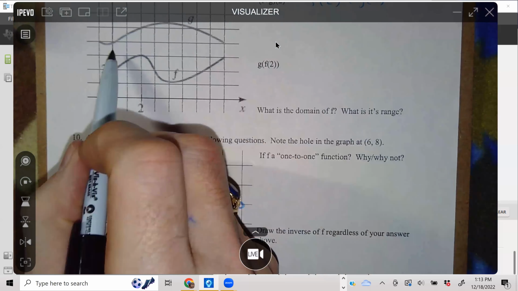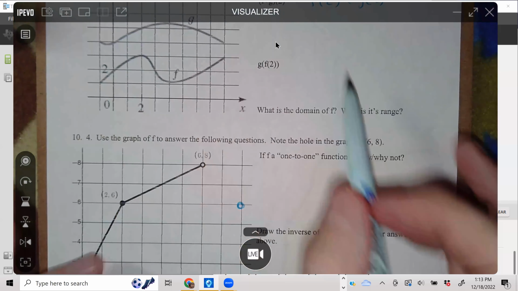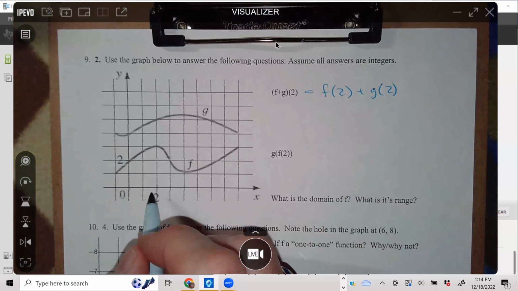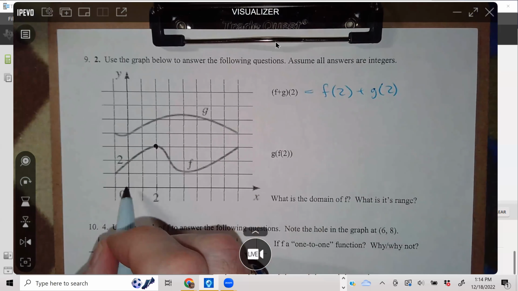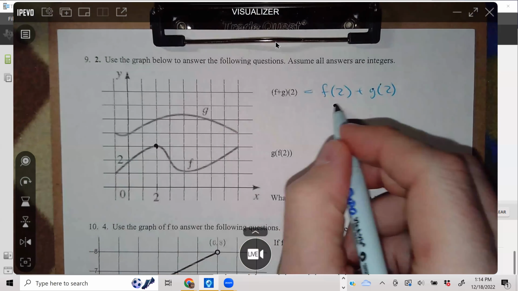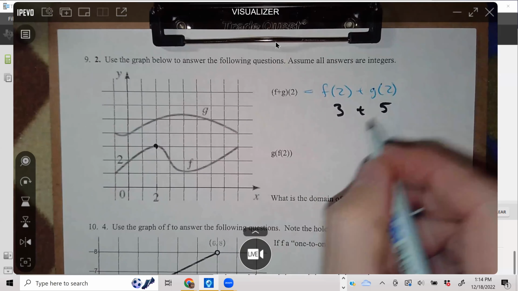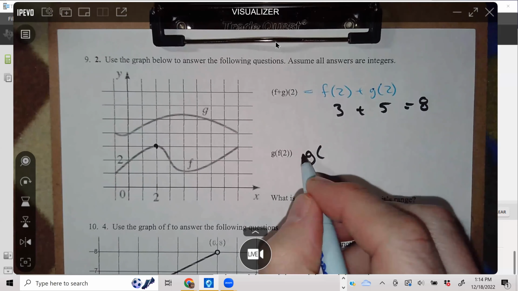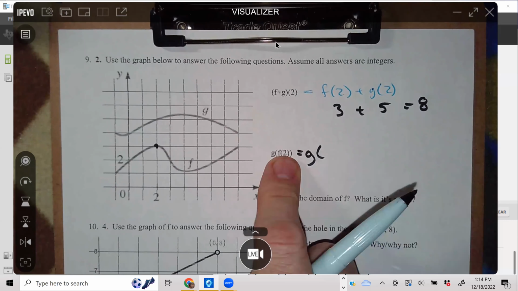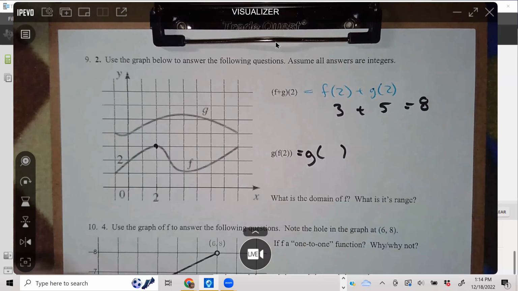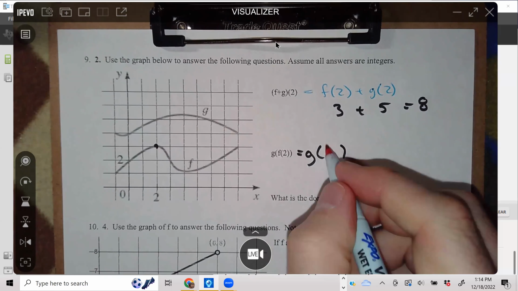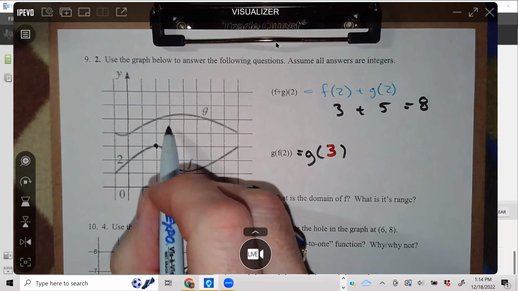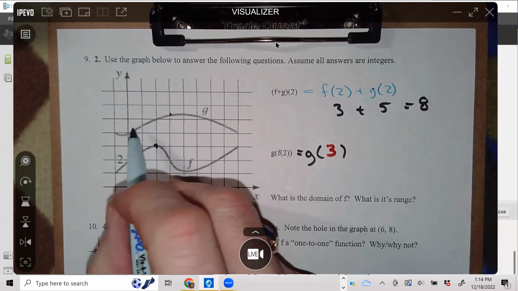Let's see. This is just notation. F plus g of 2 is f of 2 plus g of 2. F of 2, 1, 2, 3. F of 2 is 3. G of 2 is 5. For a total of 8. Now over here, this one works a little bit differently. F of 2 is 3. So we'll start by saying, okay, well, I'll replace f of 2 by 3. And then we're going to have to find g of 3. That we're going to have to kind of estimate. I'd say it's about 5.3.